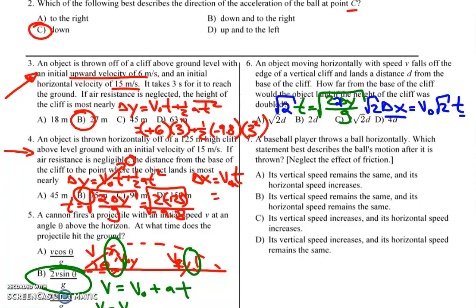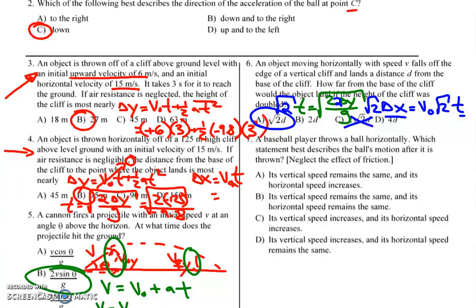Okay, there's two answers that are the same. So it could be either one. C is 2 rad 2, and that's not correct. So it's just radical 2 times D, choice A.